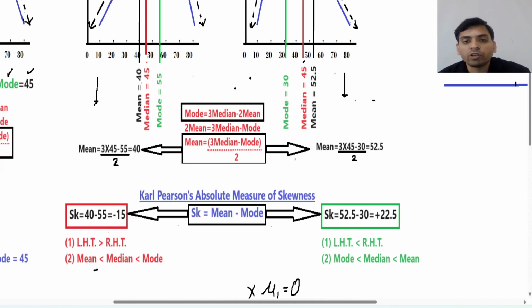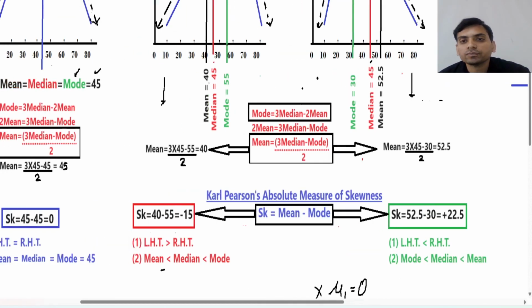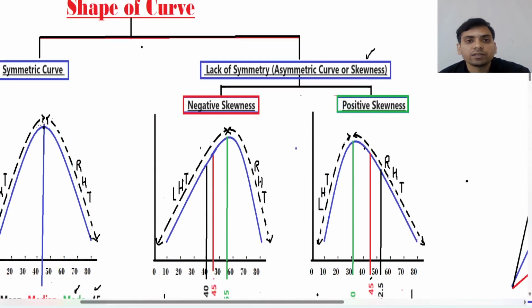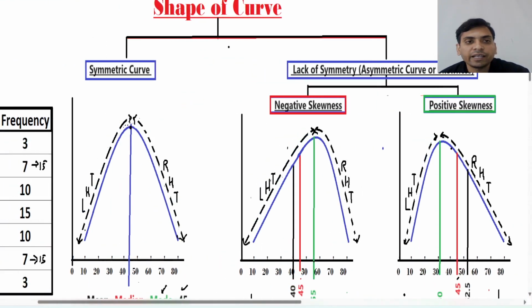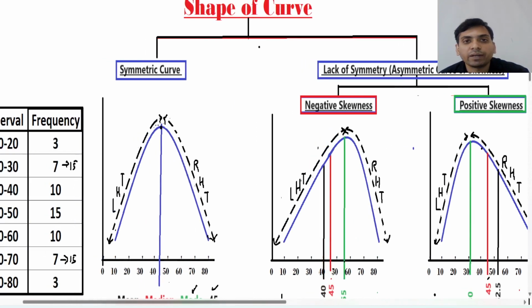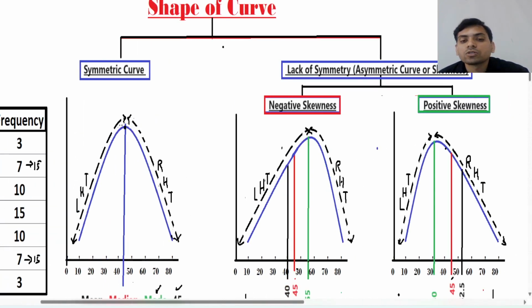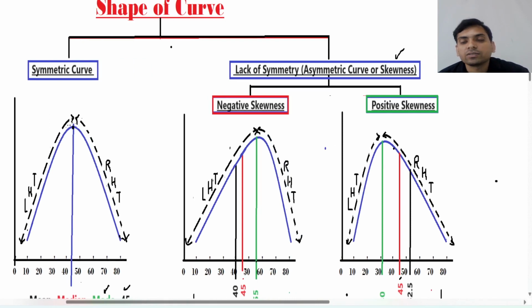So this is the overall concept of skewness. There are two types of skewness, positive and negative, and we can understand them on the basis of the symmetric curve. In the next class, we will discuss statistical measures.